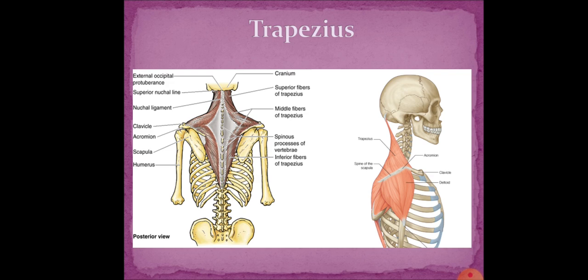We have 12 cranial nerve. The last cranial nerve known as accessory nerve. This accessory nerve into two parts, spinal part and cranial part. The nerve supply by spinal part of accessory nerve.